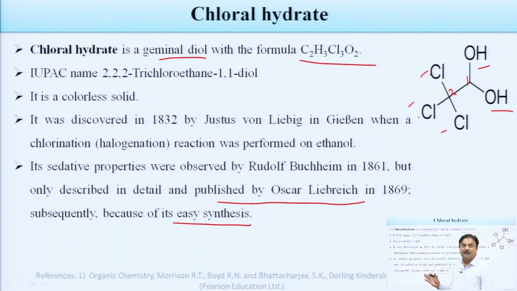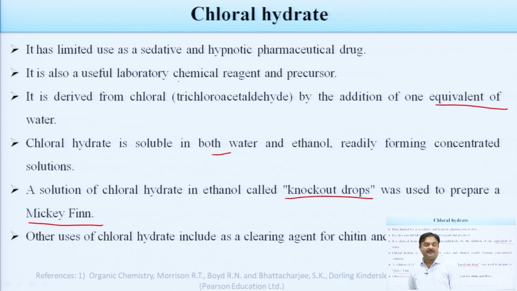When we talk about chloral hydrate, it is a very simple molecule, as you can see: 3 chlorine atoms and 2 hydroxyl groups. So, it is 2,2,2-trichloroethane-1,1-diol, as 2 hydroxyl groups are present on the first carbon and 3 chlorines are present on the second carbon. So, 2 carbons, ethane, and trichloro with dihydroxyl. It is a colorless solid. Again a very important molecule, as I have told you. It is used as a sedative and hypnotic.